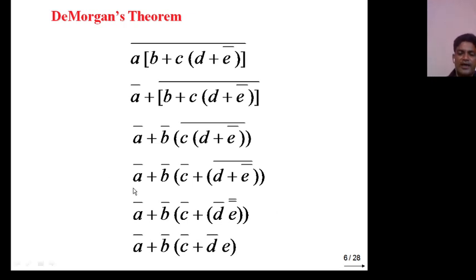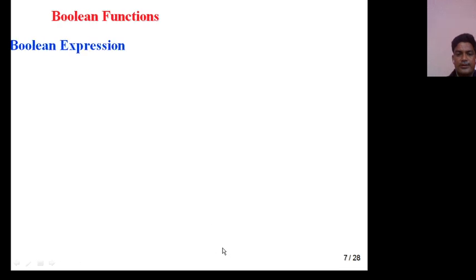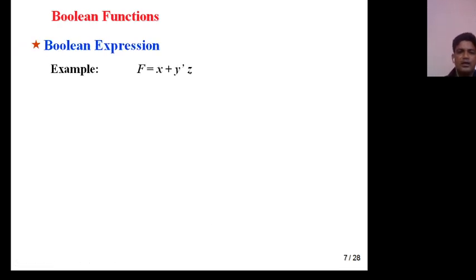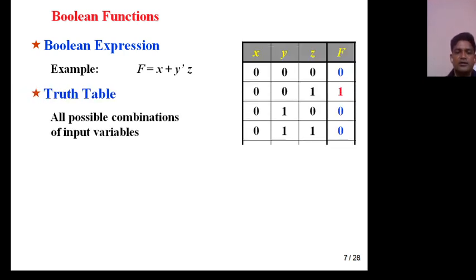Now apply the distributive theorem. You can multiply: a bar plus b bar c bar plus b bar d bar e equals this, and this is your Boolean expression. By applying some laws and theorems and by using the variables and the operators, we write down any Boolean expression, for example x plus y dash z. This is your Boolean expression.